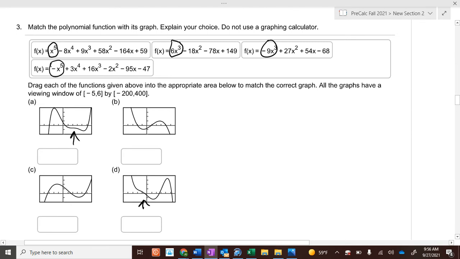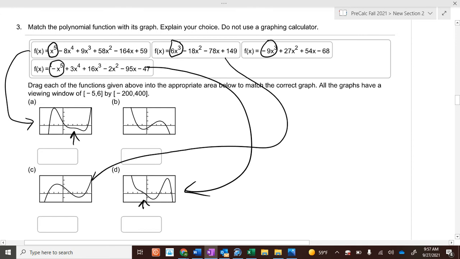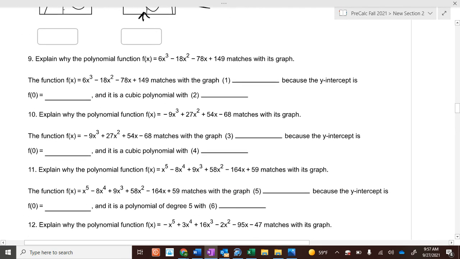Okay? So then you just look at the first term coefficient. If it's x to the fifth and it's negative, it's going to end up or down? Down. Okay? So this one goes here. The first one has an extra hump. It's going to end going up because it's positive. This one is positive, so that goes to that one. And this one is negative, so it goes to that one. Okay? So it just depends on the power and the number of humps you have.